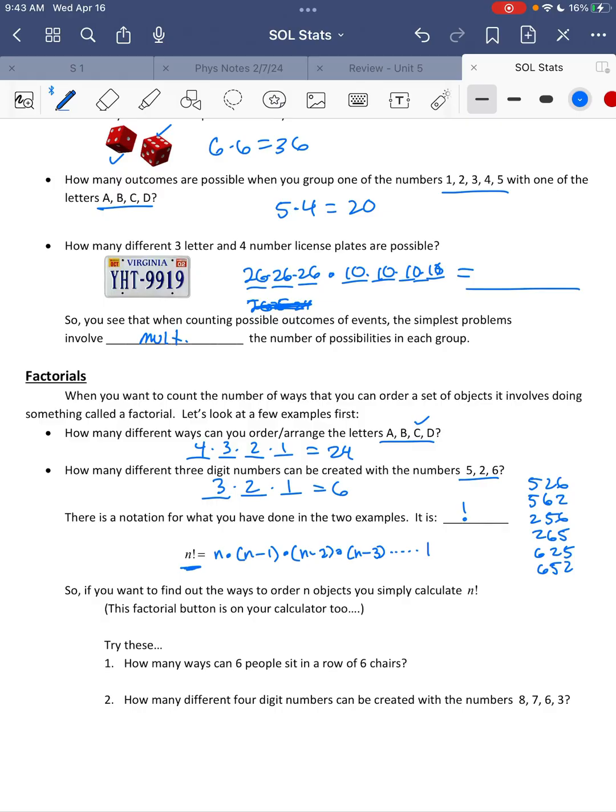So like if you had to arrange 6 people in a row of 6 chairs. Imagine you had 6 chairs lined up, 1, 2, 3, 4, 5, 6. There's 6 people for the first chair, then 5, 4, 3, 2, 1. So basically what you do is you do 6 factorial.